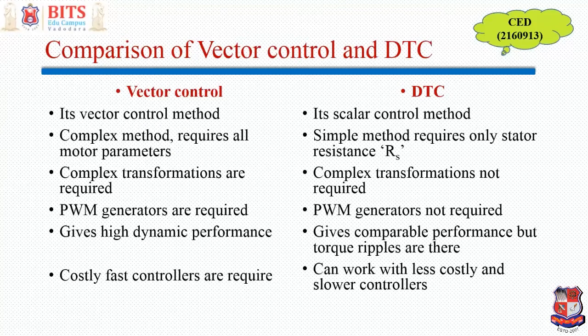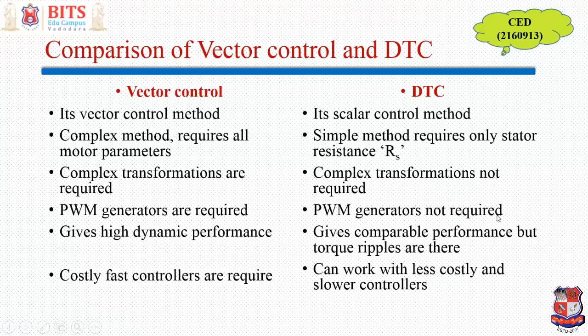Now, if you want to compare the two approaches, vector control is vector control, of course, while this is a scalar control. Here you are not basically controlling any angle as such. Indirectly it is controlled. This one is a complex method, requiring all motor parameters. This is a simple method, which requires only the resistance of the stator winding. Complex transformations are required over here. Here, simple calculations are there. PWM generators are required here. Here, PWM generators are not required.